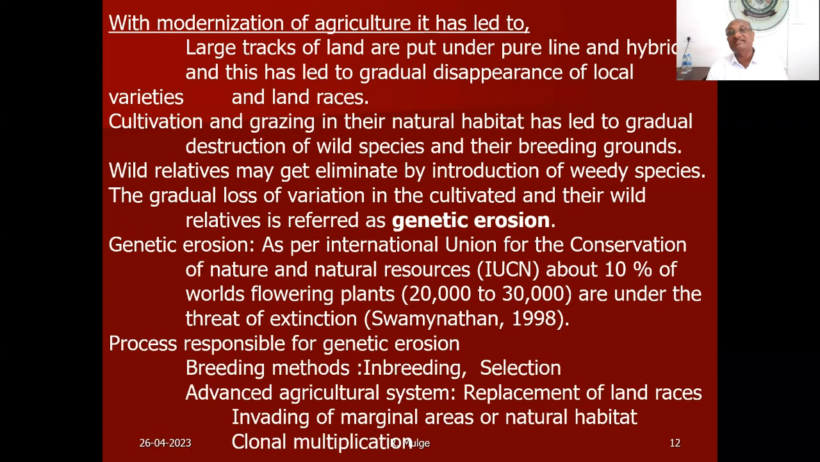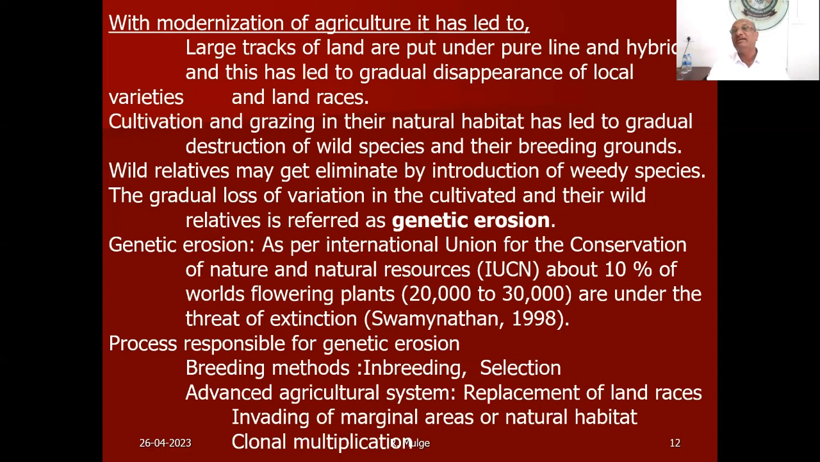And then the advanced agriculture systems. It's not only our breeding methods themselves, of course. Then advanced agriculture systems like the replacement of land races completely by the new advanced varieties, so land races disappeared. Germplasm is lost, and invading the marginal areas or natural habitat.